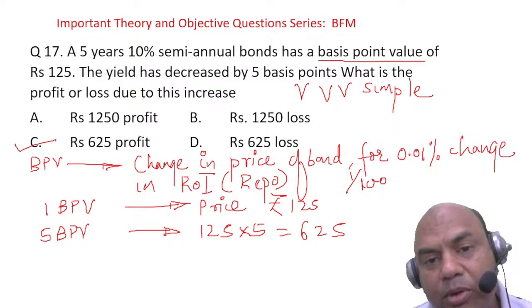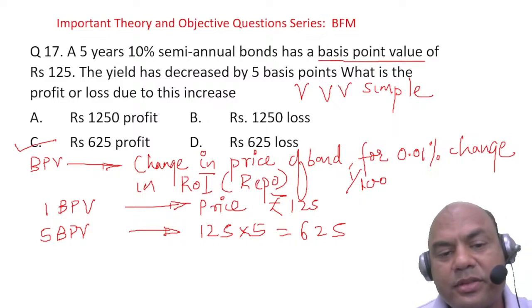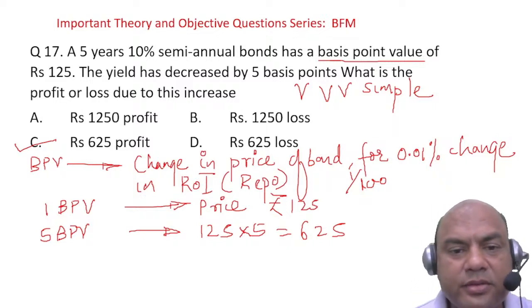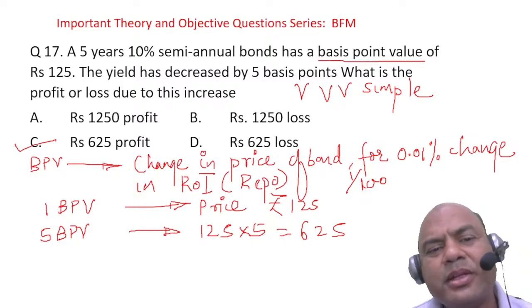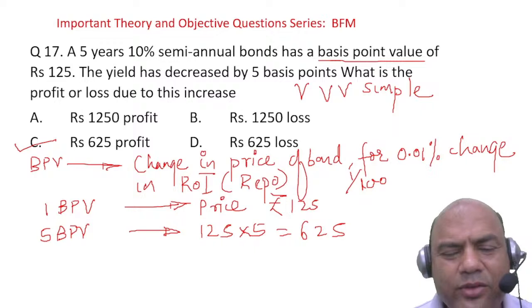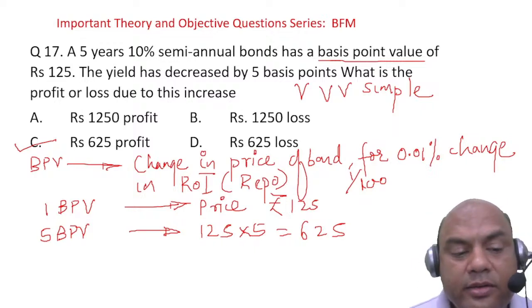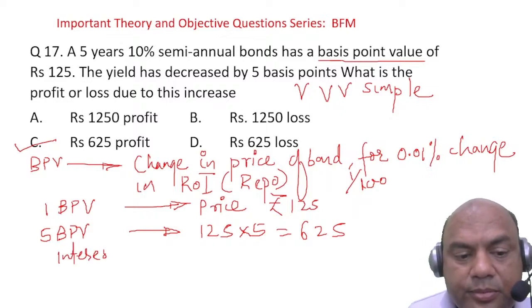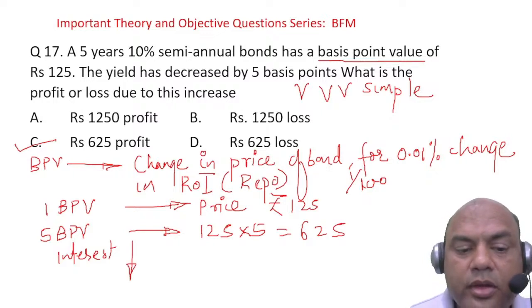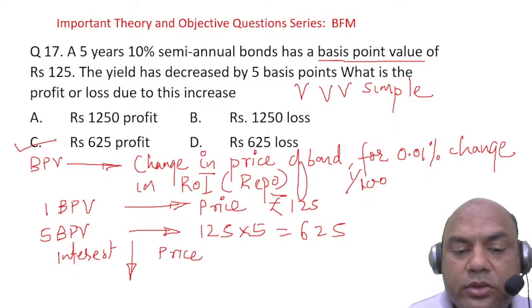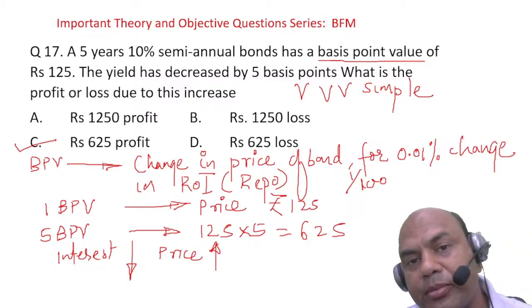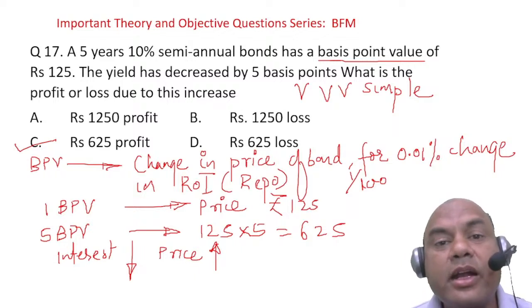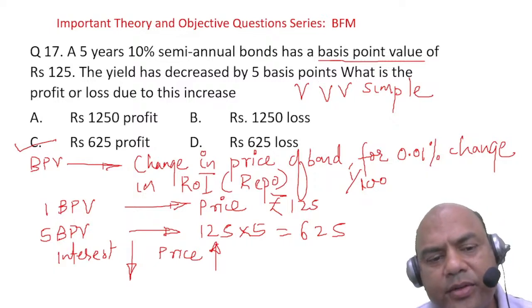Now the problem over here is profit or loss, C or D? Understand one thing. I gave you the answer directly because I've been doing this for many years, so I know it's a profit. Now I'll give you the logic behind this. Whenever the interest rate falls, the price of the bond goes up. Whenever the price goes up, I'm in profit. Suppose I had bought this bond for 100 rupees, now the price is 105, so I'm in profit, and I'll sell it.